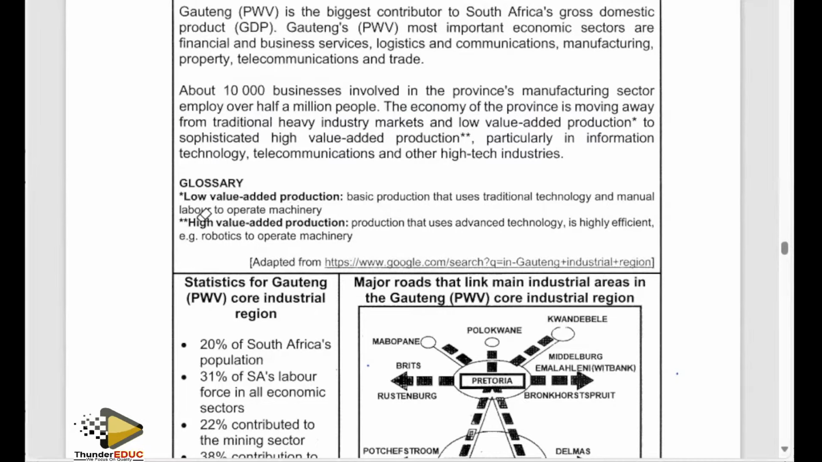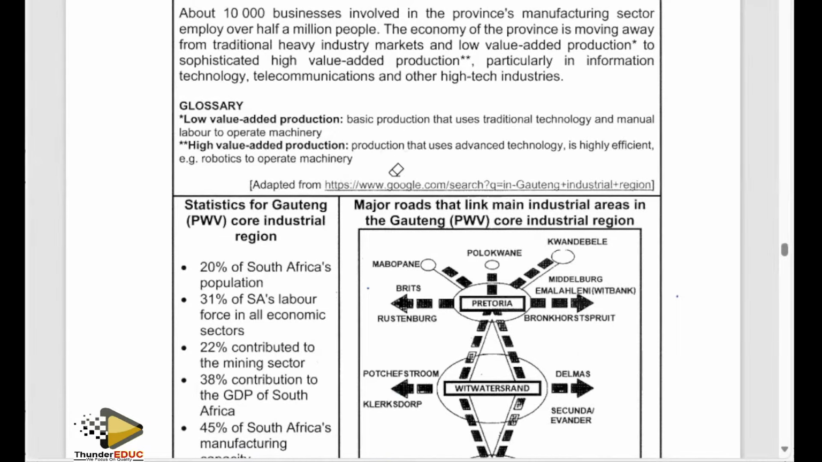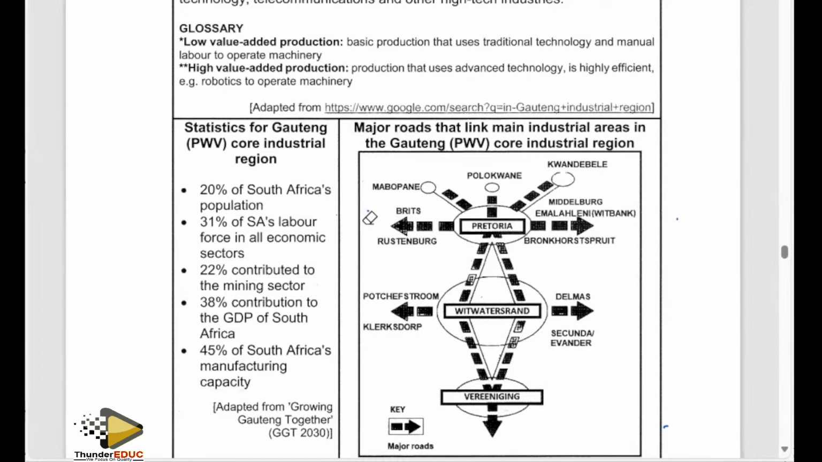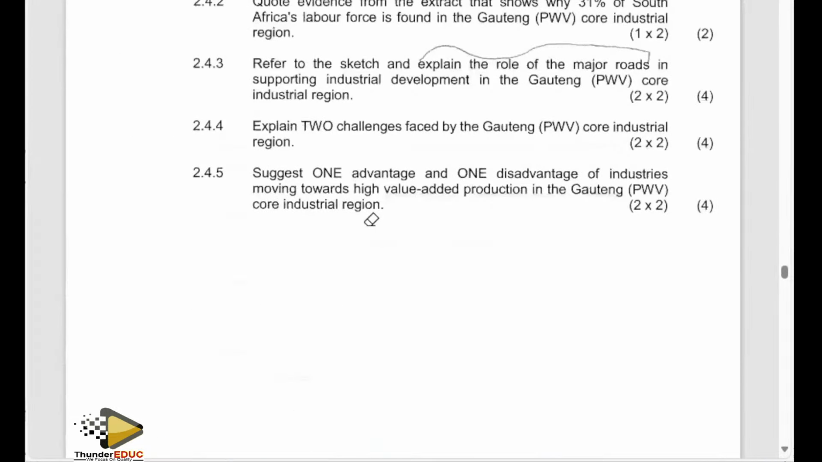On the glossary, it says low value added production is basic production that uses traditional technology and manual labor to operate machinery. That is low value. Then high value, we are saying, is production that uses advanced technology and is highly efficient. So, for example, robotics to operate machinery. So we are saying, what is an advantage of using highly advanced technology, like robots to operate machinery, moving away from manual labor to technical means of doing production? So obviously, an advantage there is mass production.